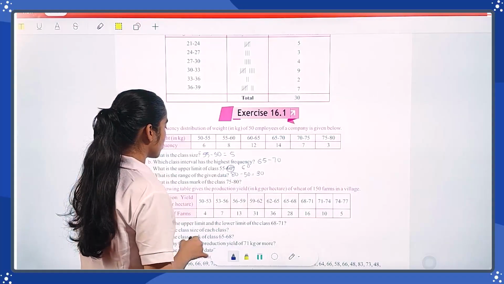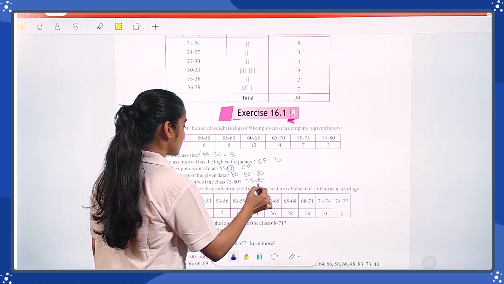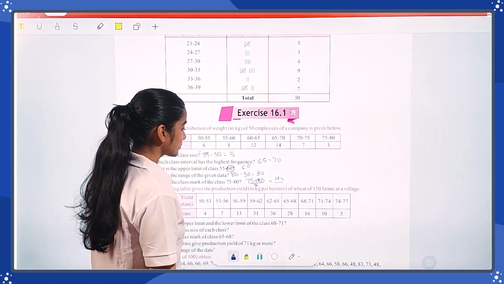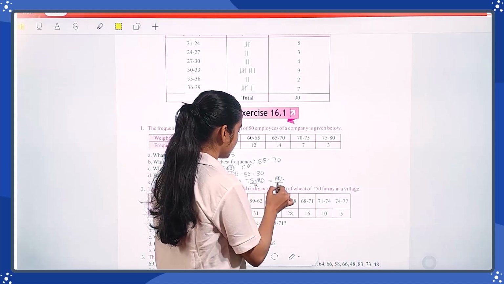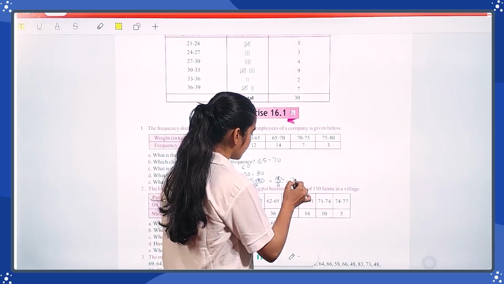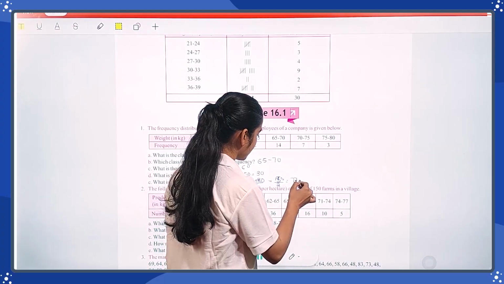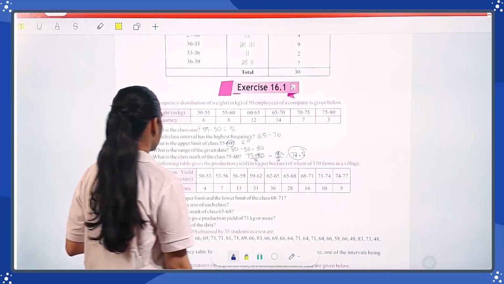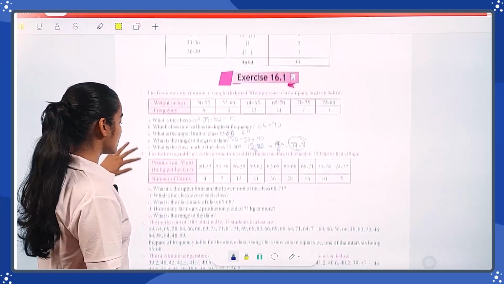What is the class mark of the class 75 to 80? 75 plus 80 divided by 2, that is 155 divided by 2, which is 77.5. Now the following table gives the productivity yield in kg per hectare of 150 farms in a village.